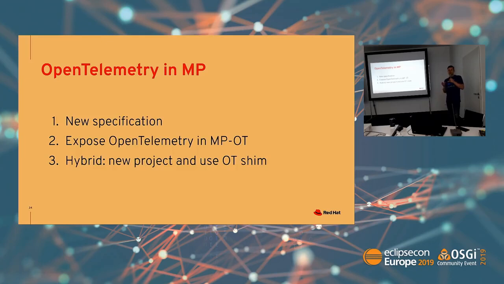This will provide us one feature: the spans started in OpenTracing could be continued in OpenTelemetry inside a single process. Then there is a hybrid model, where we could create a new project for OpenTelemetry and in OpenTracing update the current API to the latest version, which allows us to use the so-called shim, which is an OpenTracing implementation backed by OpenTelemetry.